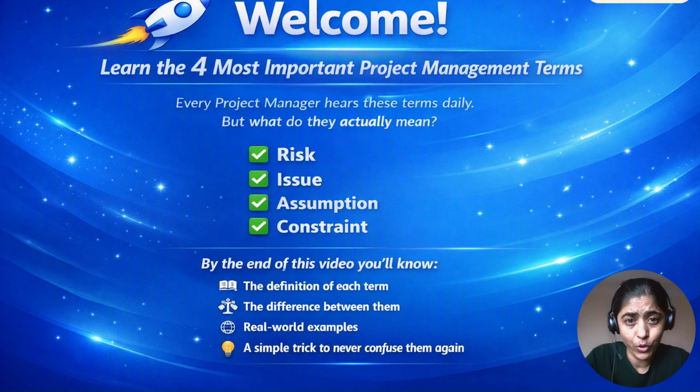If you are new to project management, these terms can sound confusing because they are often used together. However, each one has a specific meaning, and understanding the difference is essential for managing projects successfully. These four concepts, risk, issue, assumptions, and constraints, are used in almost every project, whether you're following PMP, Agile, Scrum, or any other project management methodology.